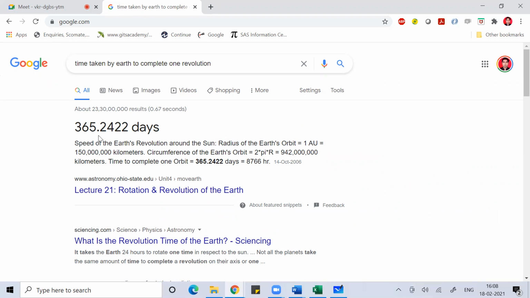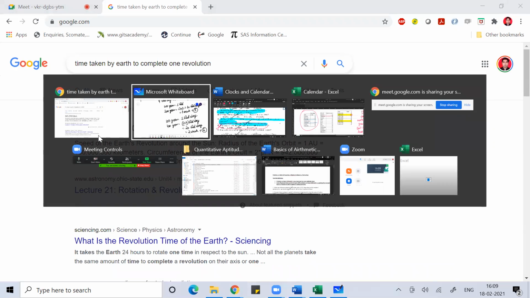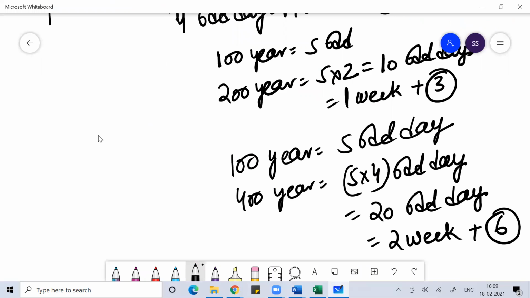and you added one extra day after 4 years, and that created additional days. So that's why after every 100 years we don't consider them as a leap year. The 100th year, 200th year, 300th year, we don't consider them as a leap year. But the 400th year, we made it a leap year.